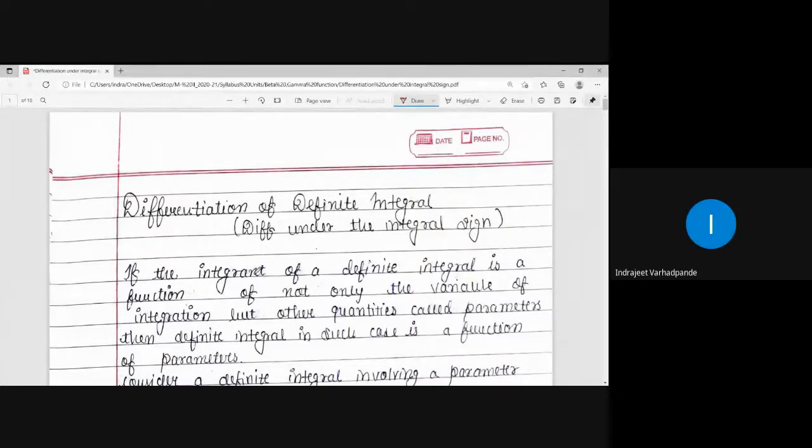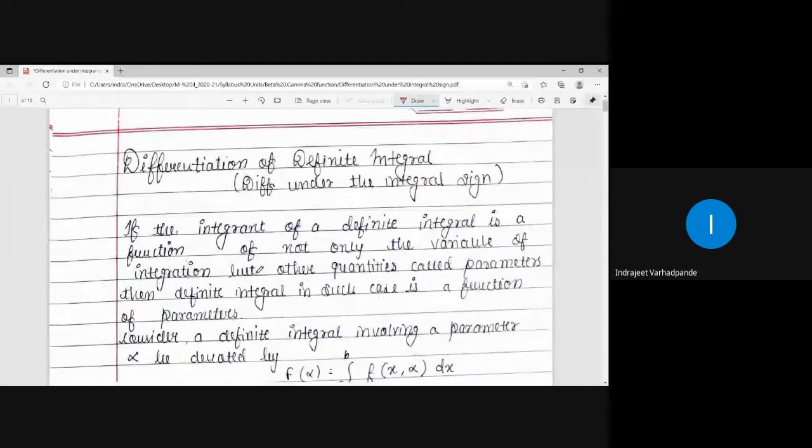The next topic of discussion in this particular unit, which is supposed to be the last part to be dealt with in integral calculus 1, comprising beta and gamma functions. Accordingly, we will be discussing differentiation under the integral sign.